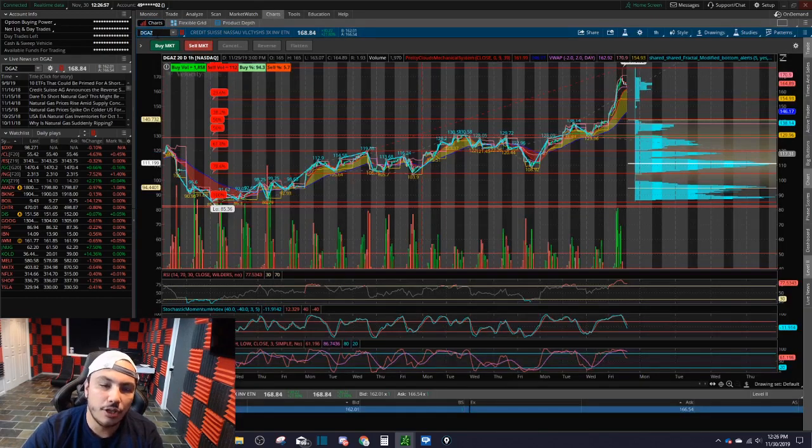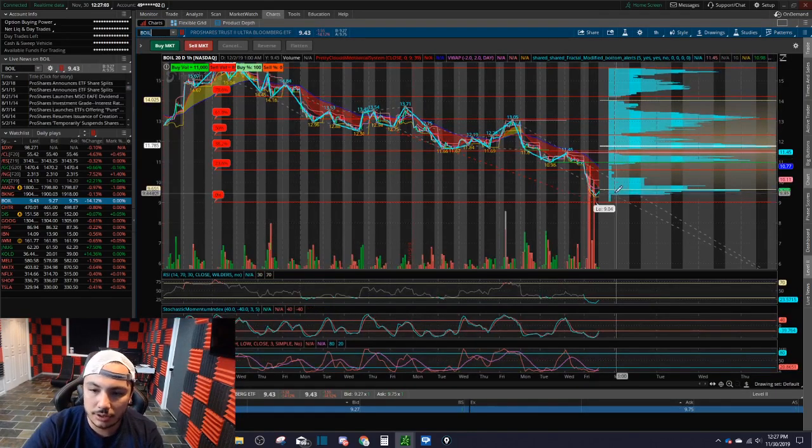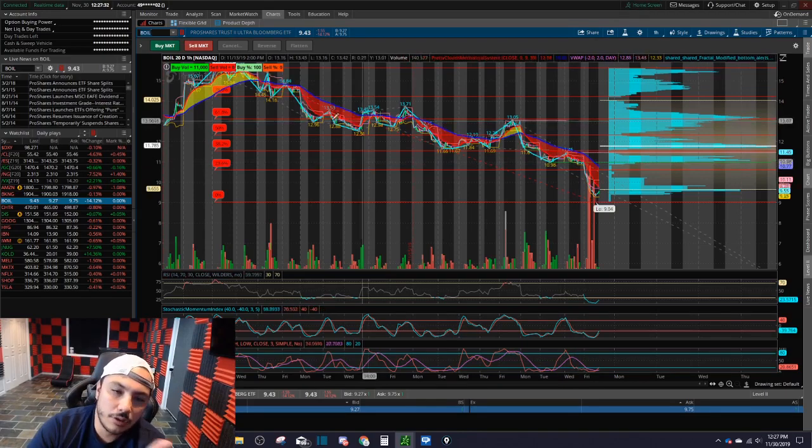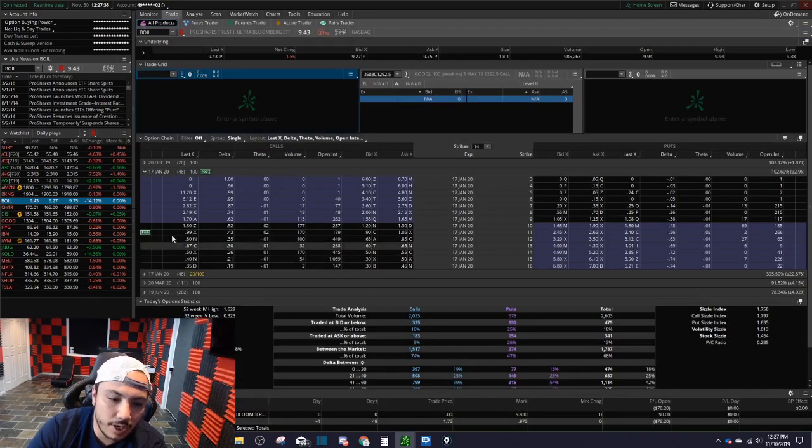UGAZ, DGAZ. Then you also have other tickers like BOIL and COLD. BOIL also tracks the natural gas index /NG, but that one is a 2 times ETF. So basically, for every percent that natural gas goes up, BOIL goes up 2%, and for UGAZ, for every percent that natural gas goes up, it goes up 3%. So BOIL does the same exact thing as UGAZ, it just does it a lot less. Well, not a lot less, but 2 times versus 3 times. And this one, however, does have trading options.